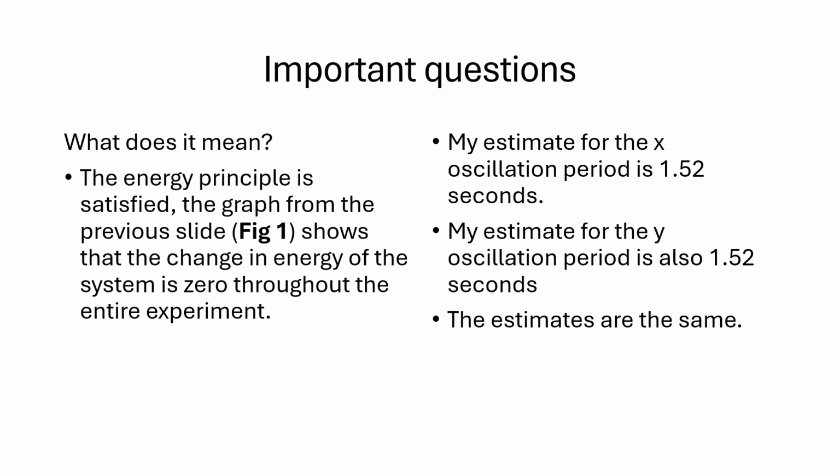What does it mean? The energy principle is satisfied. The graph from the previous slide shows that the change in energy of the system is zero throughout the whole experiment. My estimate for the X oscillation period is 1.52 seconds. And for the Y oscillation period, it is also 1.52. The estimates are the same.